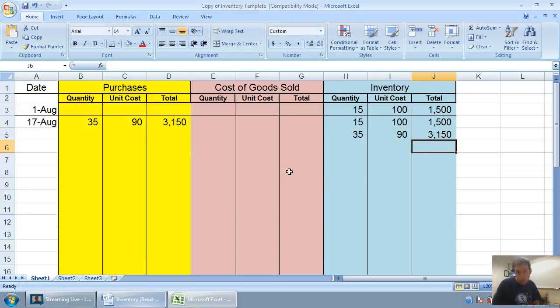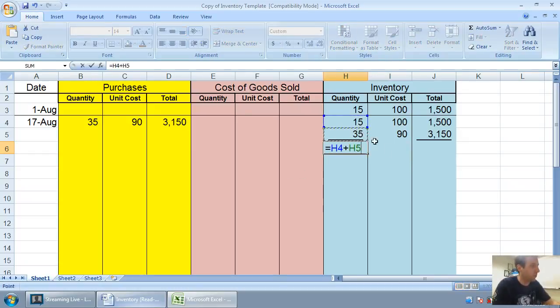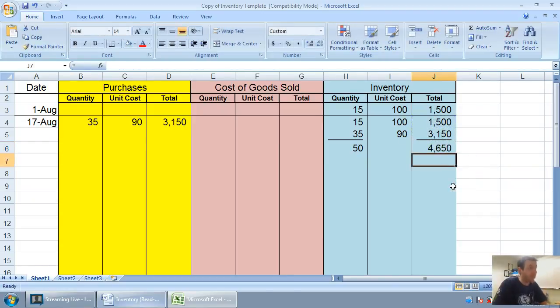Now with FIFO or LIFO, we would stop here and we just say, okay, well, there we are, and we keep going. With weighted average, we need to combine the units. We need to total this up. And the way you do it is a little tricky. You total the quantity and you total the total, but you don't total the unit cost or do anything there. So 15 plus 35 is 50 units. 1,500 plus 3,150 is, of course, 4,650. So now I have 50 units at a total value of 4,650.